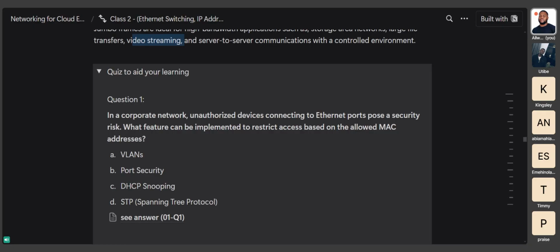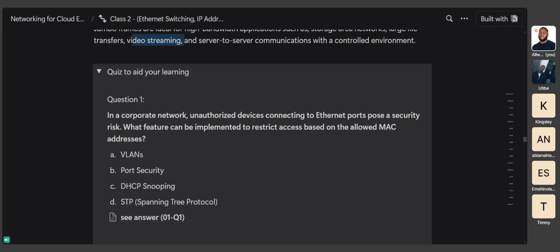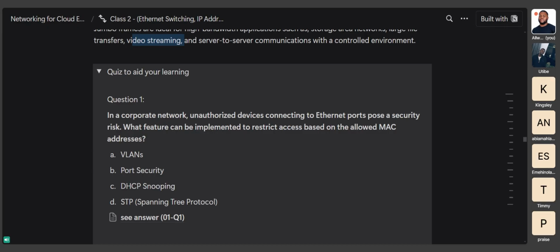Okay. So question number one: in a corporate network, unauthorized devices connecting to Ethernet ports pose a security risk. What feature can be implemented to restrict access based on their allowed MAC addresses? Which one of these do you think is the right answer? VLANs, port security, DHCP snooping, SCP, spanning tree protocol.